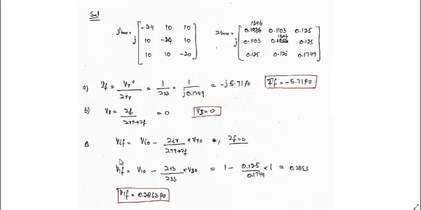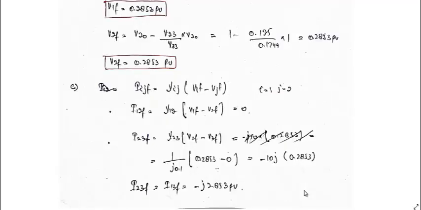So for bus 1, V1F is equal to V10 minus Z13, where i is equal to 1 and R is equal to 3. ZRR is equal to Z33, that is 0.175, and Z13 is 0.125. So the pre-fault voltage 1 minus 0.125 divided by 0.175 comes out to be equal to 0.2853 per unit. That's the post-fault voltage at bus 1.